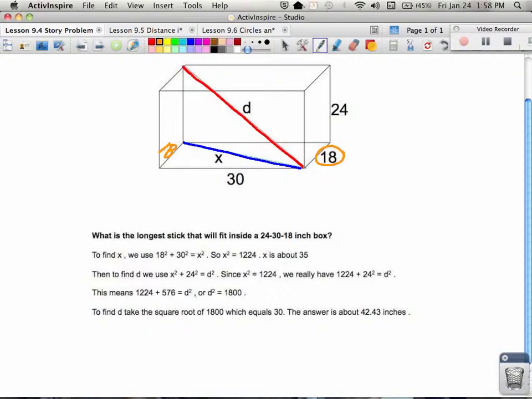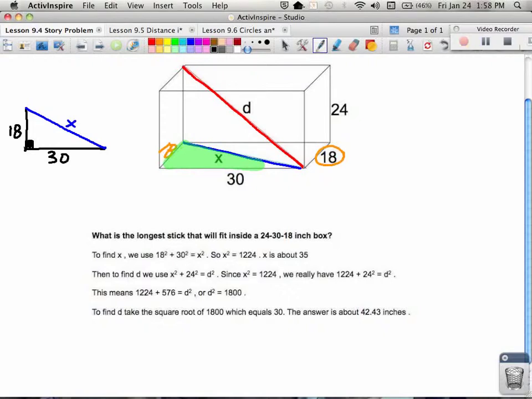And if I look inside of this particular box, and I look at this triangle that I see highlighted in green, and I pull that triangle out off to the side here on the left, here's what I would see. I would see a triangle that looks like this. So here is my x, and this is my 30, and this is my 18. And this is a right angle from the box.